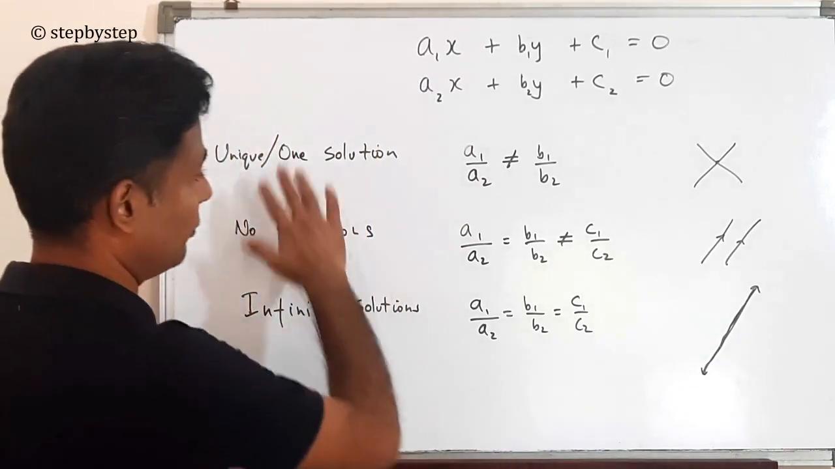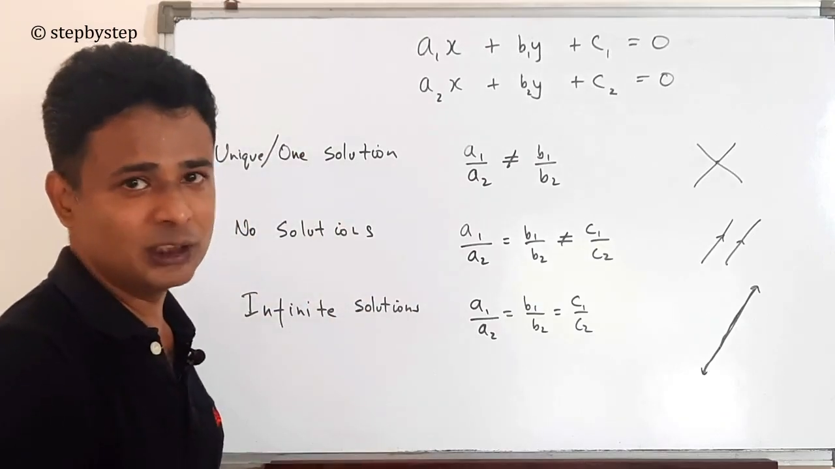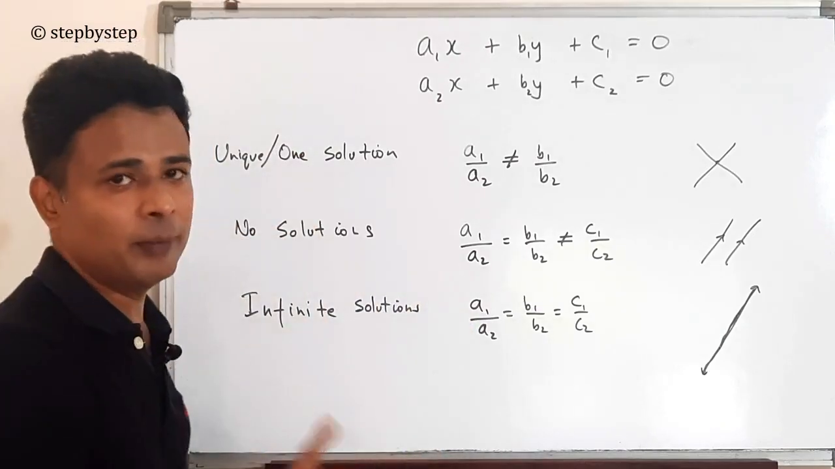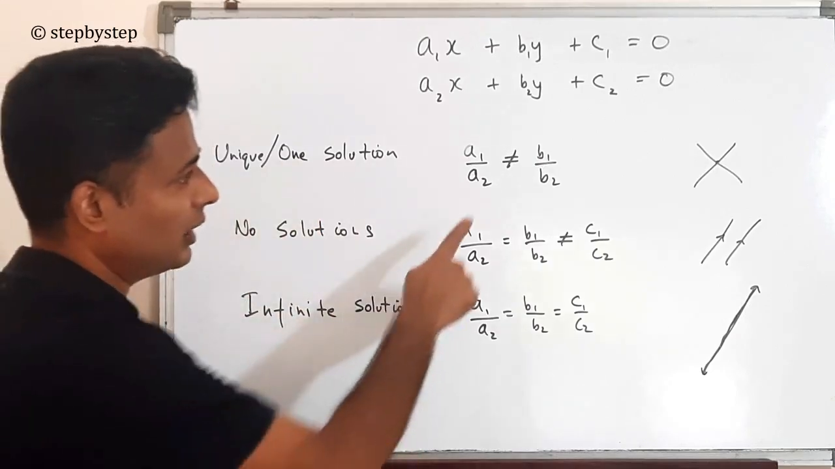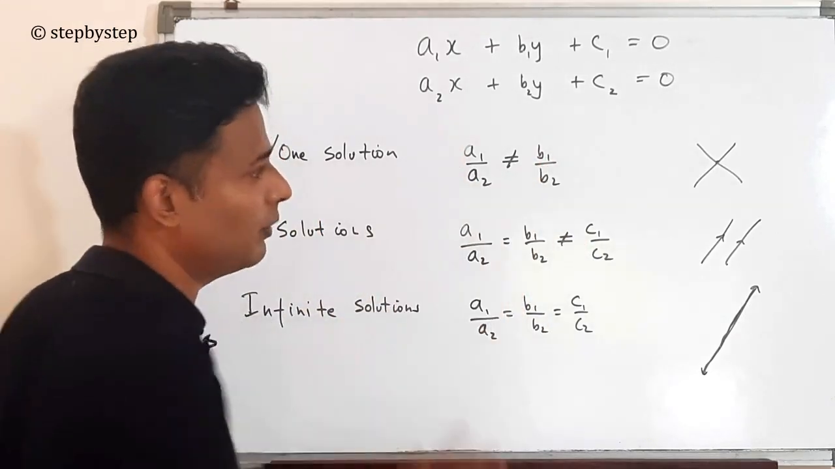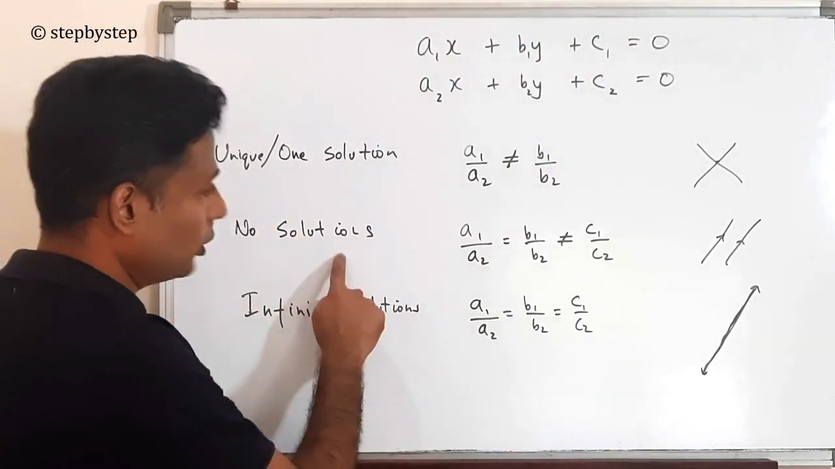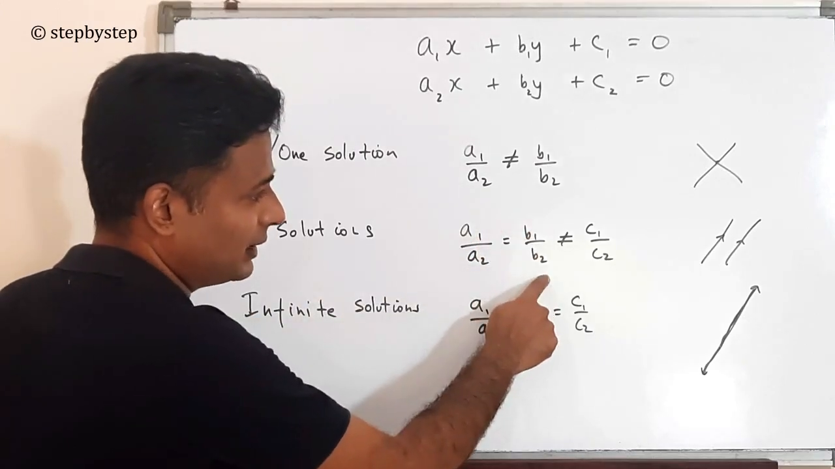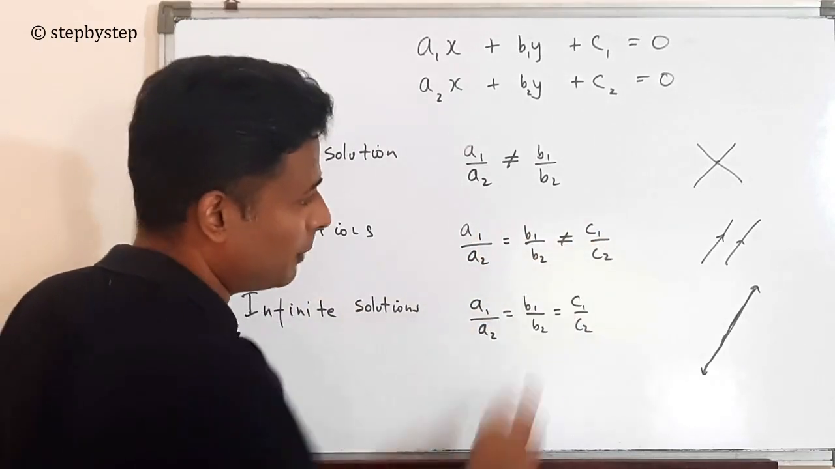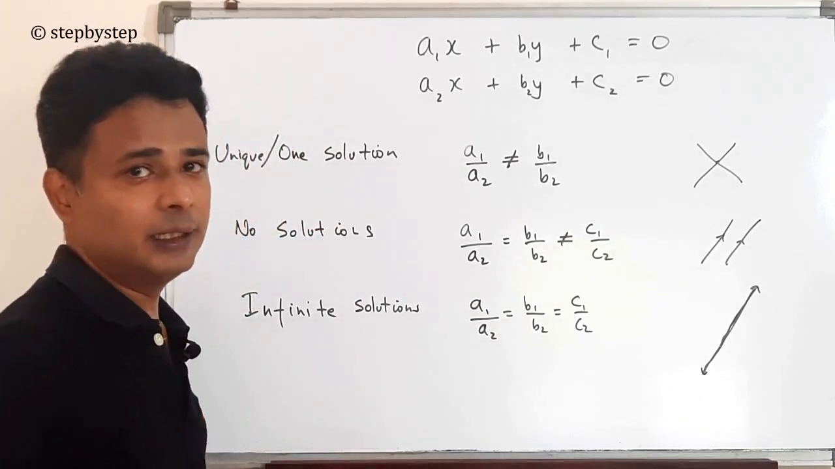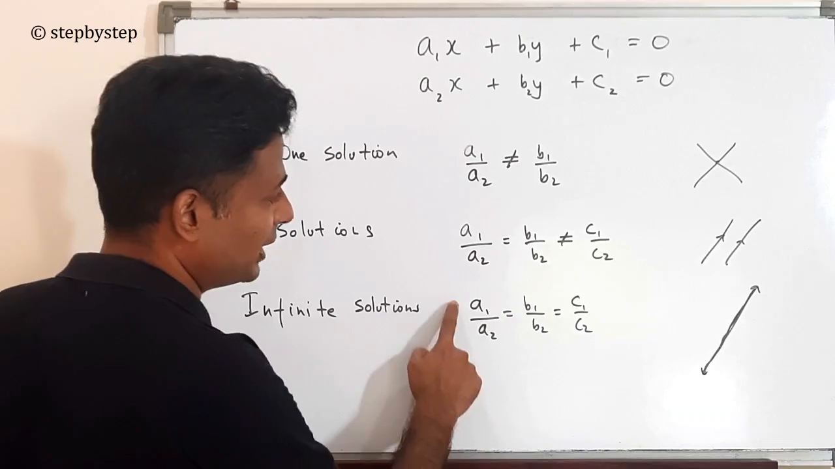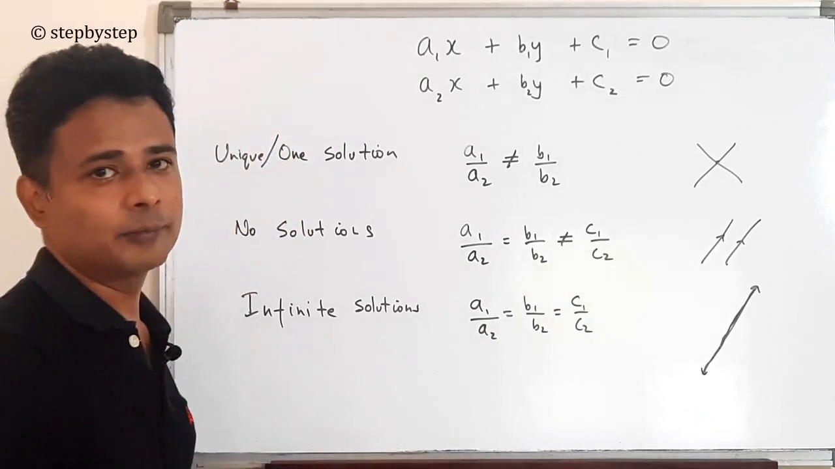So guys, remember this. It's also available in the formula downloads. You just have to remember the condition for a unique, one solution: a1 by a2 not equal to b1 by b2. You don't have to bother about c1 and c2. For no solutions, a1 by a2 will be equal to b1 by b2, but it will not be equal to c1 by c2. And for infinite solutions, all three will be equal.